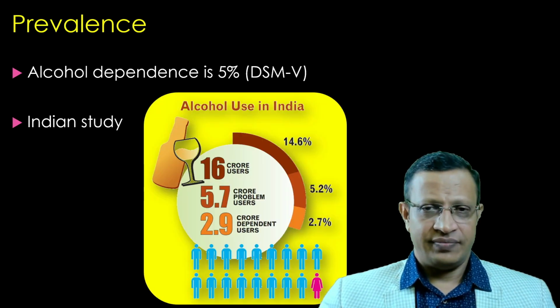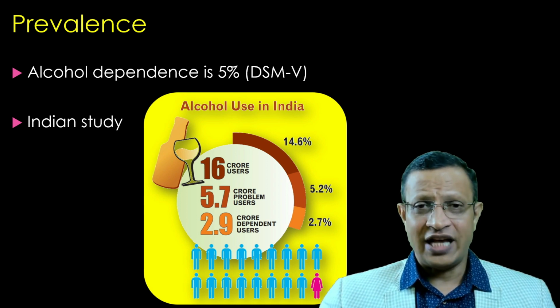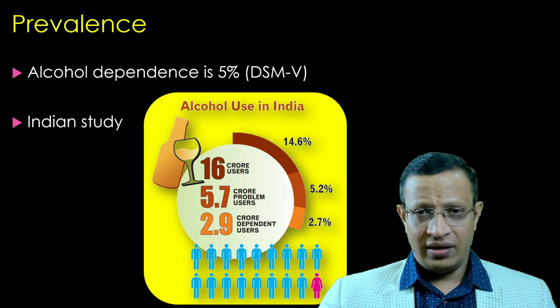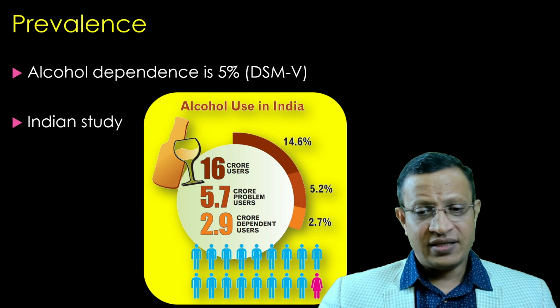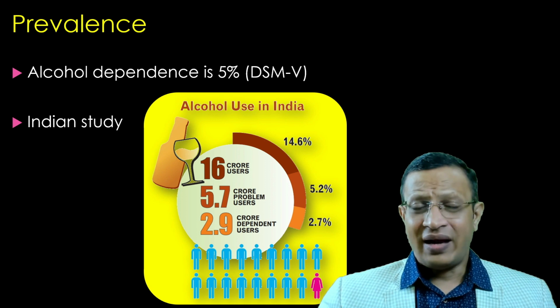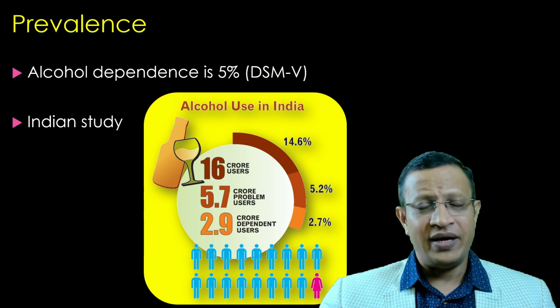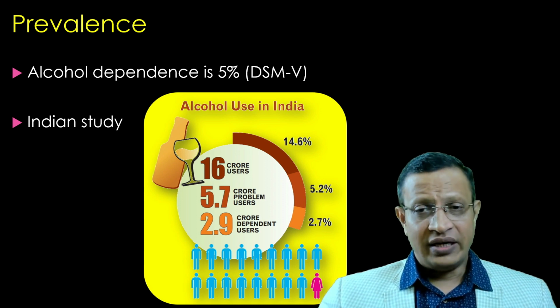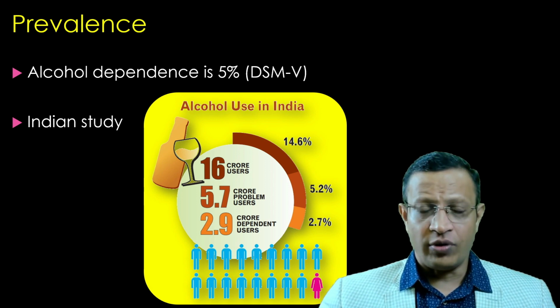Let's understand the prevalence. The prevalence of alcohol use disorder has been found to be 5% as per DSM-5. But the Indian study, a landmark study done by the All India Institute of Medical Sciences by Atul Ambekar and his colleagues, clearly reported that 5.7 crore people have problematic alcohol use and 2.9 crore are dependent. Dependent means nothing but addiction. That means we are talking about a huge number: 2.7% of our population is addicted to alcohol.